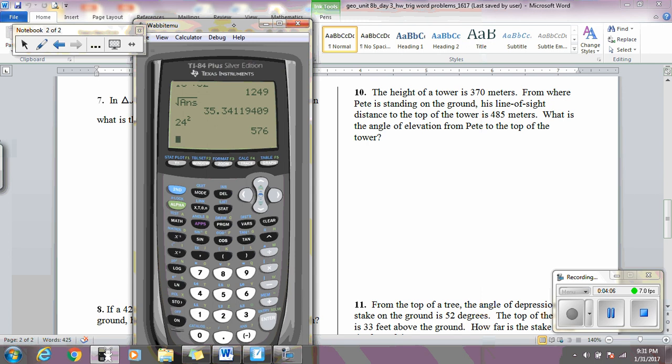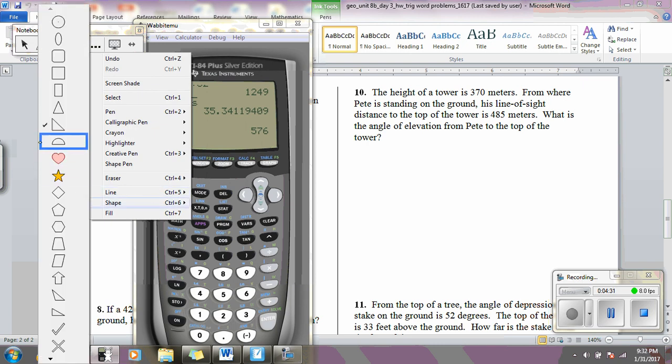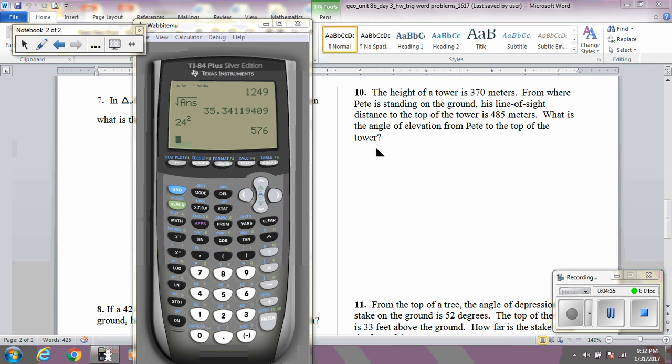Number 10. The height of a tower is 370 meters. From where Pete is standing on the ground, his line of sight distance to the top of the tower is 485 meters. What is the angle of elevation from Pete to the top of the tower? So you don't have to really get artsy. You can simply draw a right triangle to represent what we are talking about. But essentially, if you really want to understand what's going on, we have Pete looking up to the top of a building. And this would be the building over here.